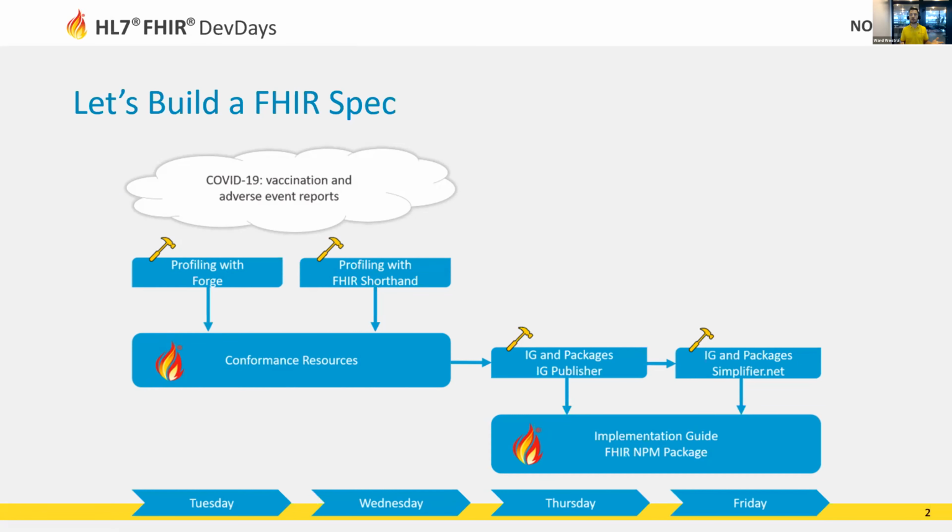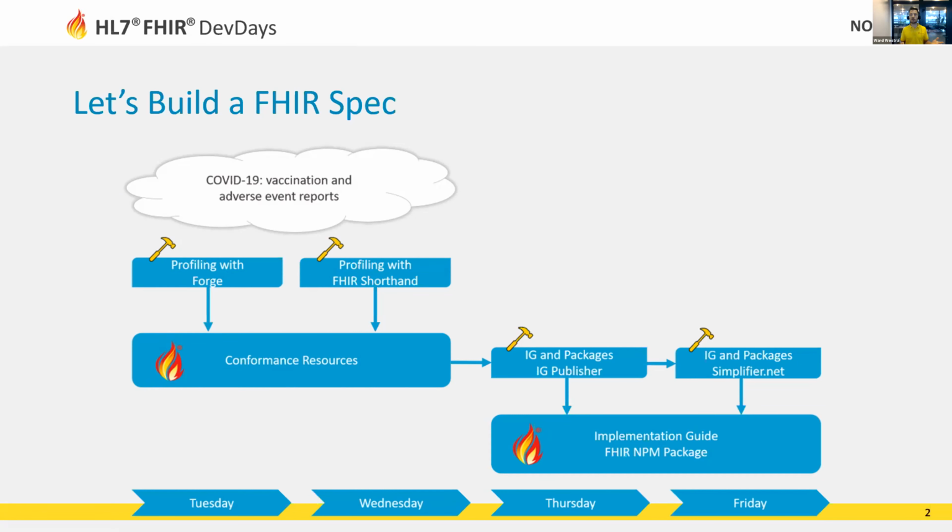And then yesterday, you might have worked together with Jose to use the IG Publisher to package those resources together and made some documentation around it. That's what we call an implementation guide in the FHIR scene. And the same thing basically we're going to do today. We're going to show you an alternative way to do that. You've used the command line tool yesterday to make your IG, to make your FHIR package. But today we're going to show you our online cloud development tool where you can do that with Simplifier.